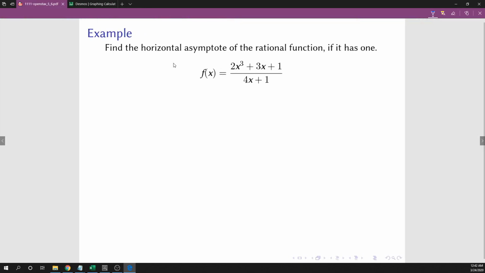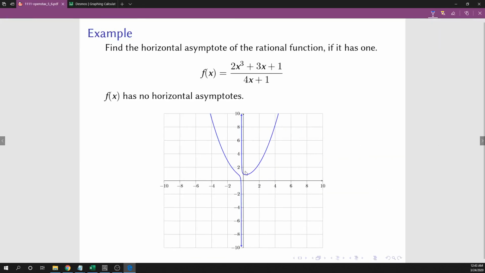All right, last example, it says find the horizontal asymptote of the rational function if it has one. The degree of the top is 3. The degree of the bottom is 1. All right, and so therefore this rational function will have no horizontal asymptotes. Okay, and you can see if you graph it out, you go really far to the right, it looks like this. Goes up really fast. You go really far to the left, the graph also goes up like this as well.